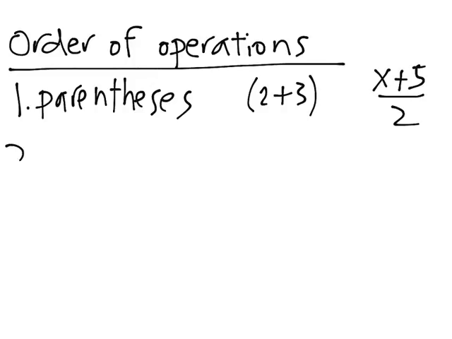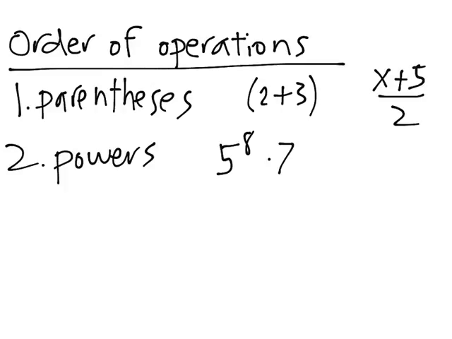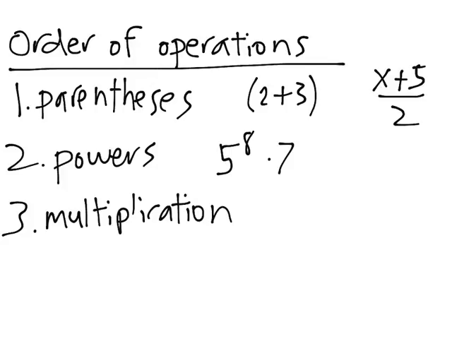The next operation is powers. If we have something like 5 to the 8th times 7, then we would first evaluate 5 to the 8th power before multiplying by 7, since powers come next. After evaluating all powers, we move on to multiplication and division. I won't write division, but it's pretty much the same. This means that in an expression like 2x plus 8, we evaluate the 2 times x before adding 8.